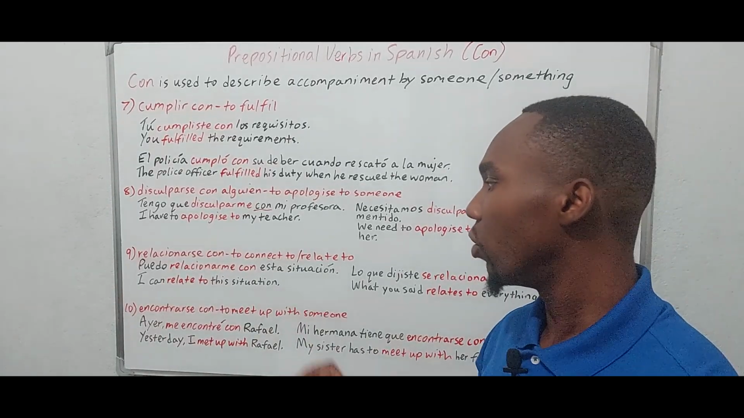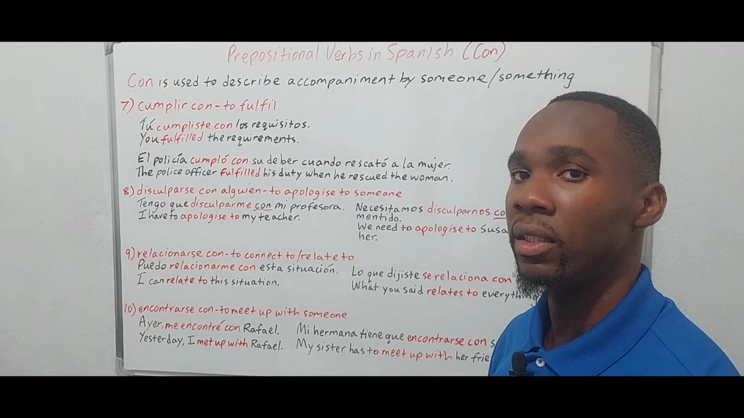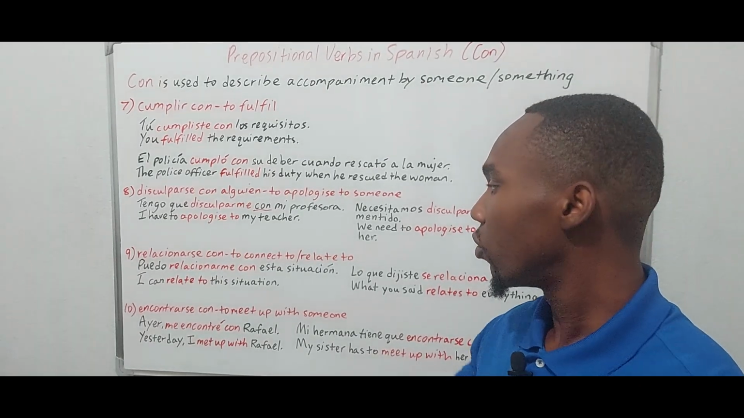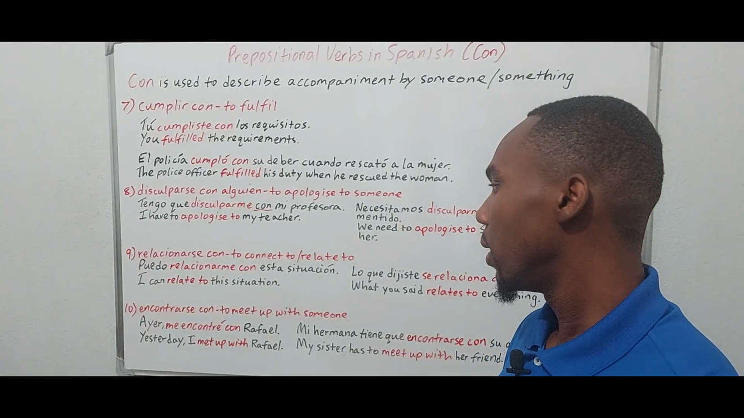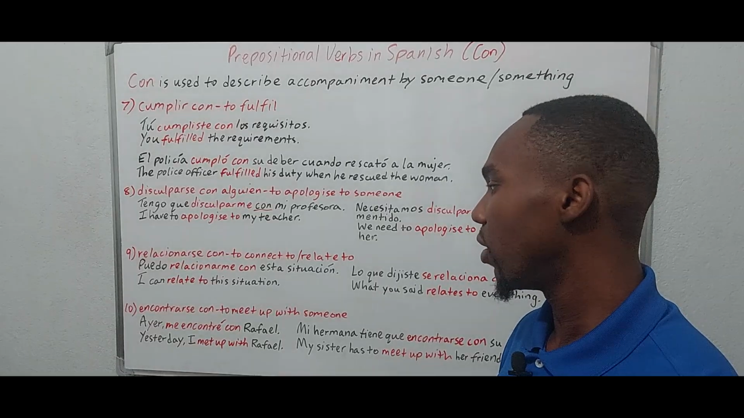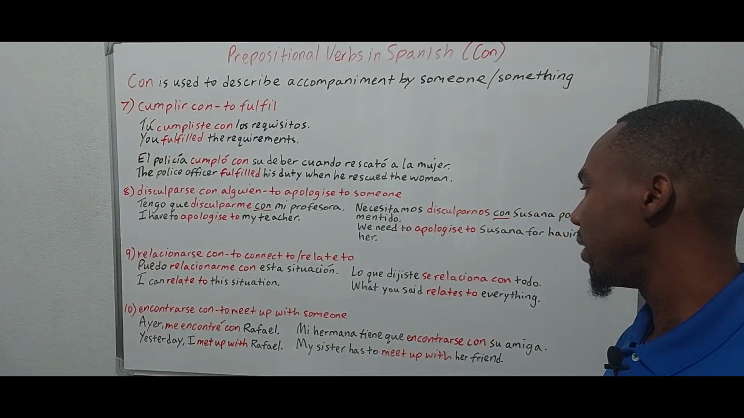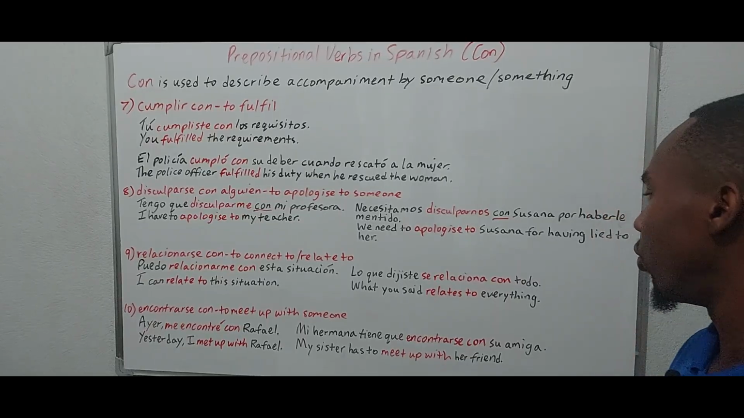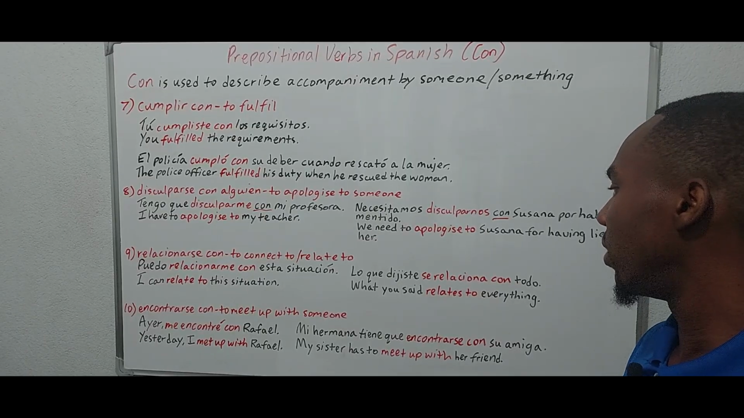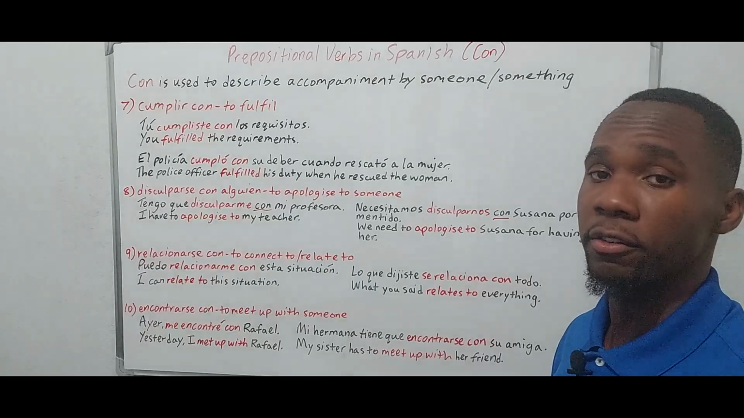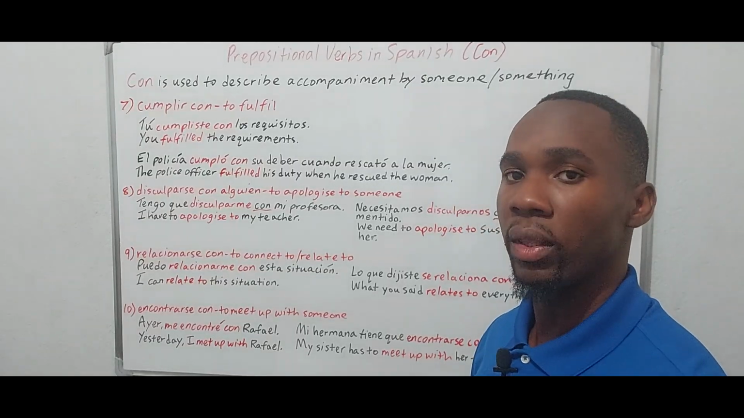And finally, encontrarse con alguien means to meet up with someone, or it can also mean to meet someone, okay? So, ayer me encontré con Rafael. Yesterday, I met up with Rafael, or I met Rafael. Mi hermana tiene que encontrarse con su amiga. My sister has to meet up with her friend, or my sister has to meet her friend. So, encontrarse is used with con.